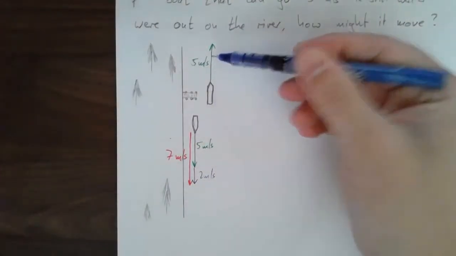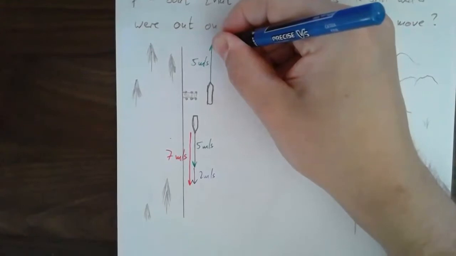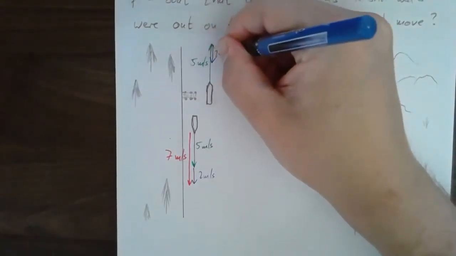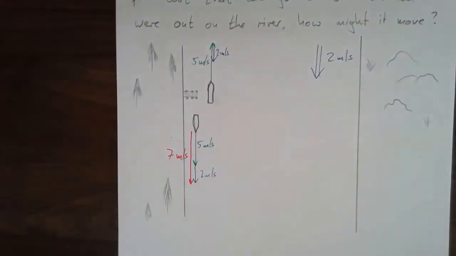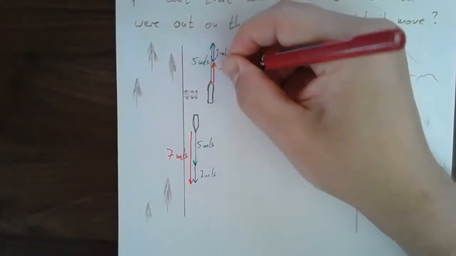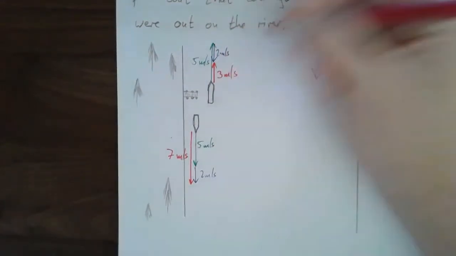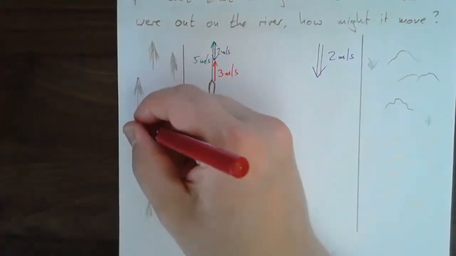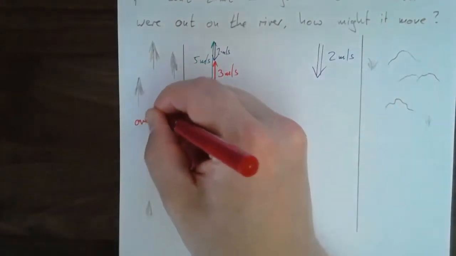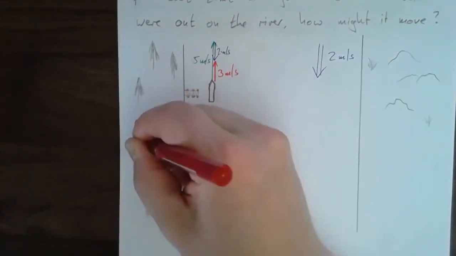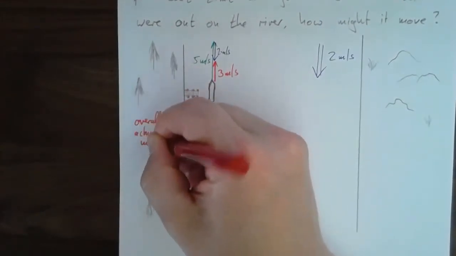But of course, in the same time, the river is going to take us back down 2 meters per second. And so to someone on the shore who's watching this whole thing happen, the boat would only be moving up 3 meters per second. Okay, so this is my overall motion. Might say my actual motion. Right, in red.